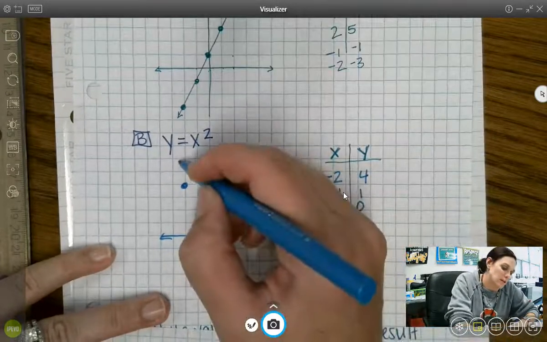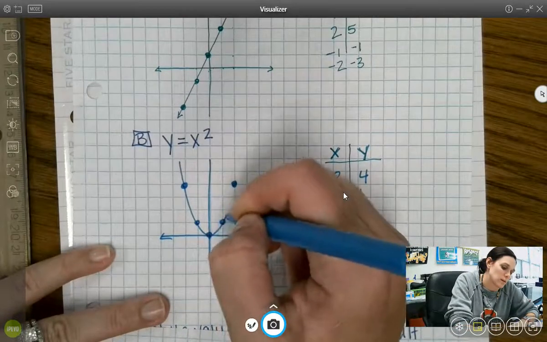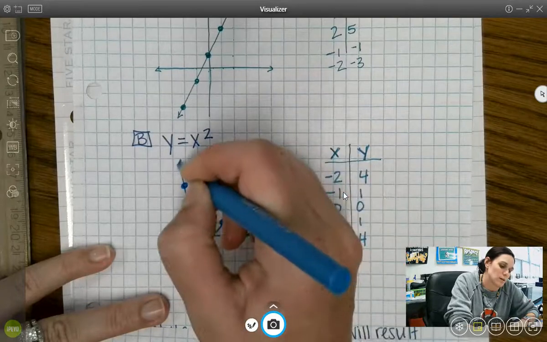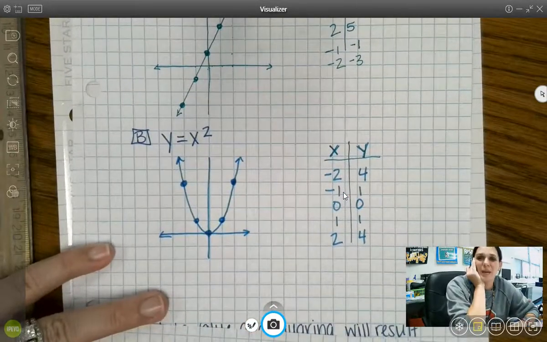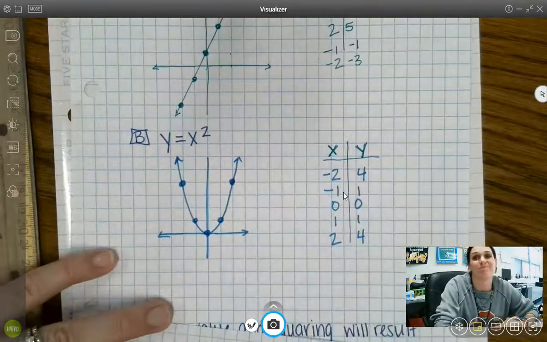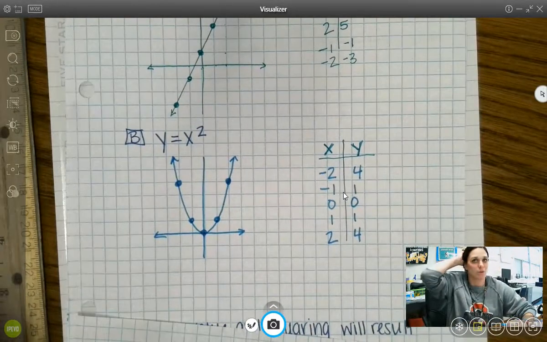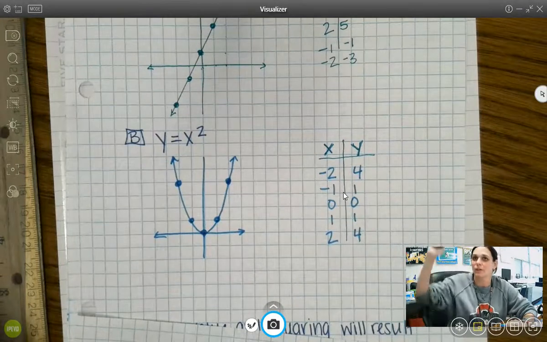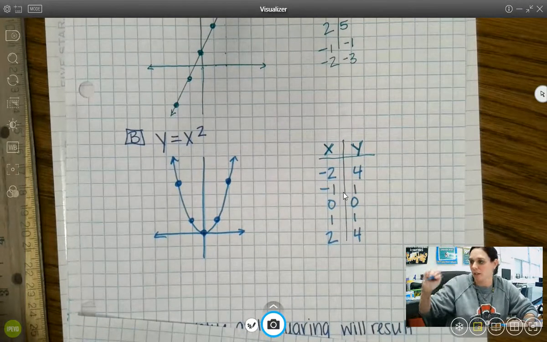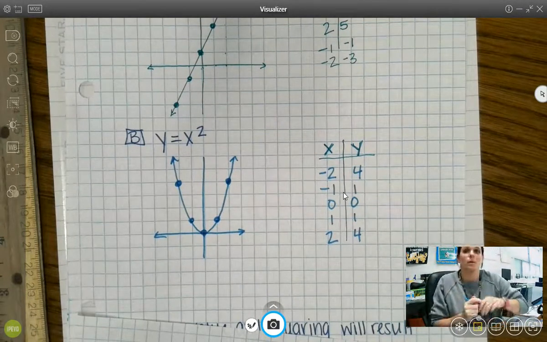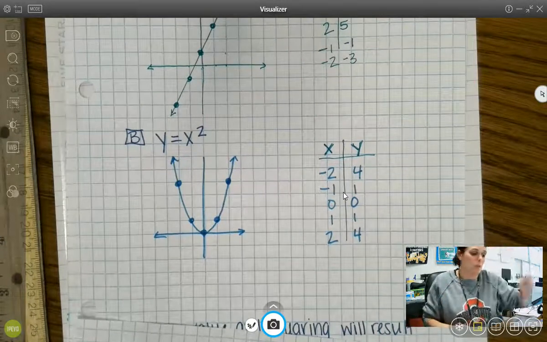And I connect these. Notice I made a U. Now you might look at that and go, that's totally a V. There's a little slight curve to it at the bottom there. We don't just connect because it has to be fluid. It's not jerking, and then moving there. All right, so make sure that you are connecting them appropriately.